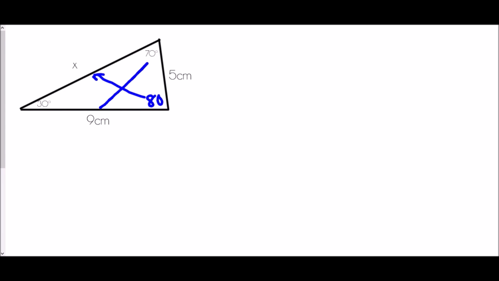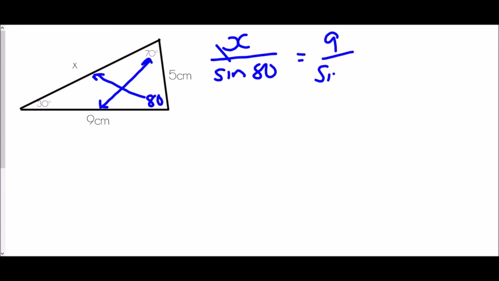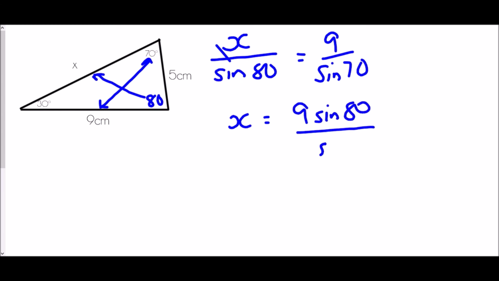We now have an angle which matches with the side we were looking for, and we also have an angle matched with a side, and we do in fact have the third one as well, but we only ever need one pair of sets. And so we're trying to find a side, so we're going to call it x over sine 80 equals 9 over sine 70. And so if I want to get x all on its own, I'm going to multiply by sine 80. So that's going to be 9 sine 80 over sine 70.